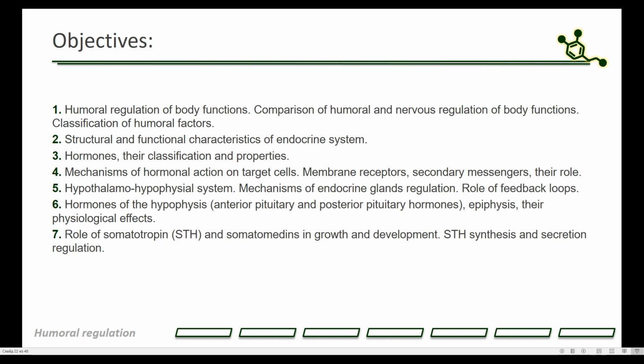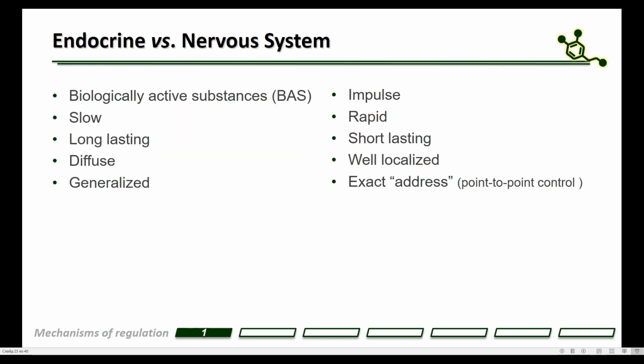We will revise once again the comparison between humoral and neural control of body functions. I'll give you a classification of humoral factors. We will talk about the structure and functions of the endocrine system, about hormones, their classification and properties. We will discuss how hormones act on target cells. We will talk about different receptors and secondary messengers. We will mention the hypothalamus-hypophyseal system and the functions of the hormones which are produced, with their effects.